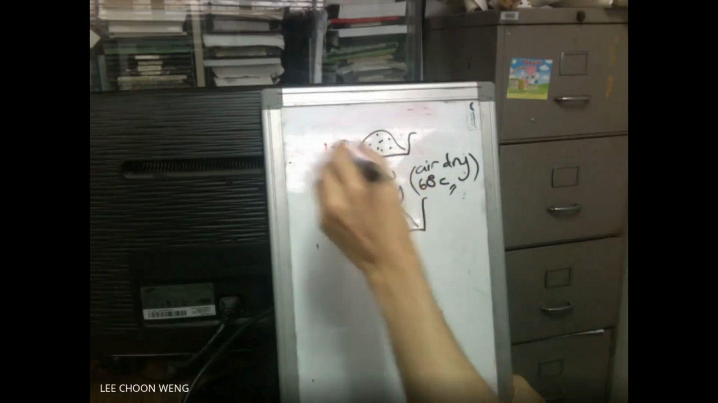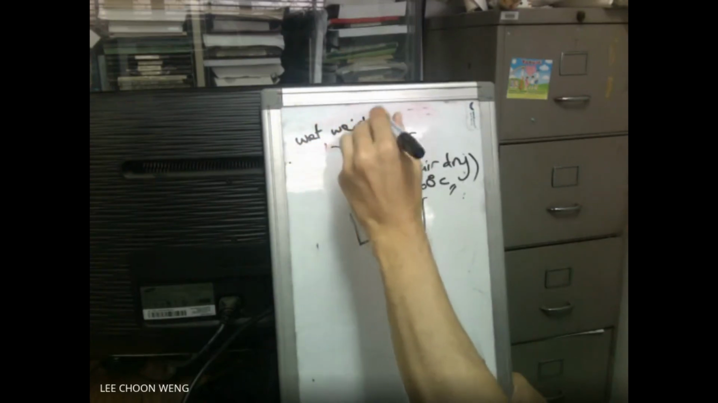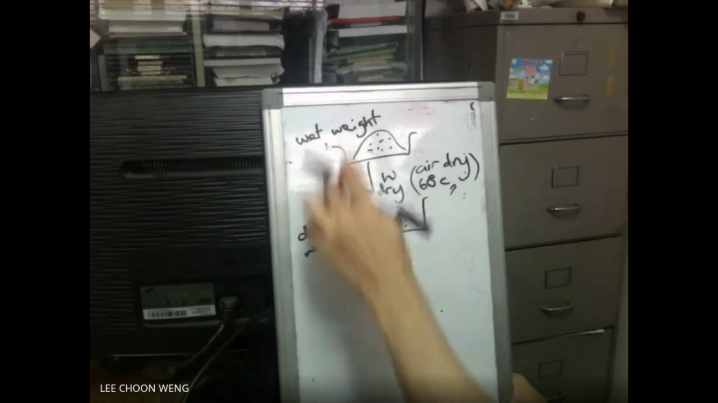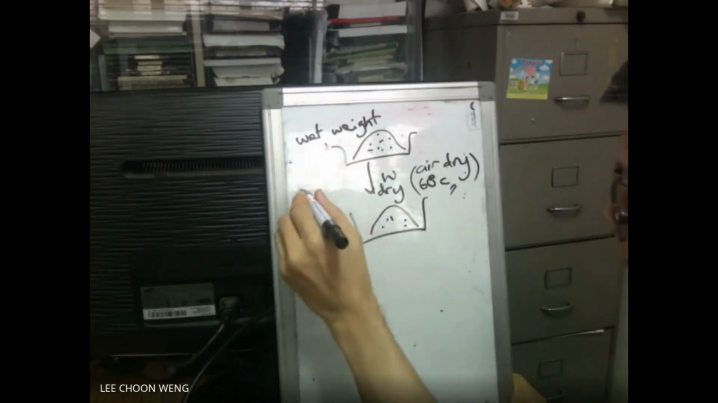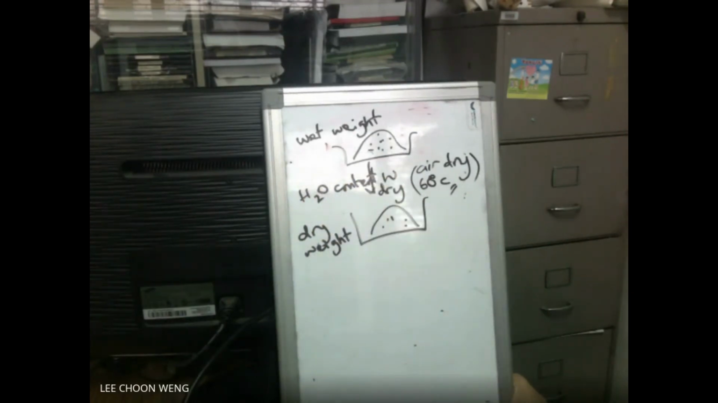So this is your wet weight. So this will be your dry weight. Okay. So the difference between these two will give you your water content. Water content is quite important in soil science because water content relates to porosity. So the more porous the soil is, usually it can hold more water. So it will be more fertile also.